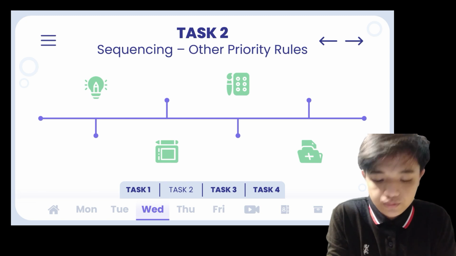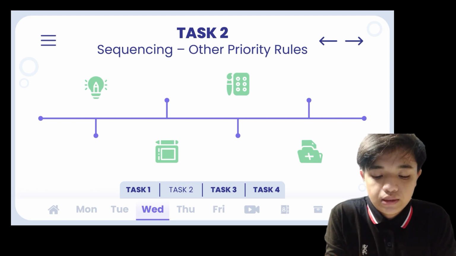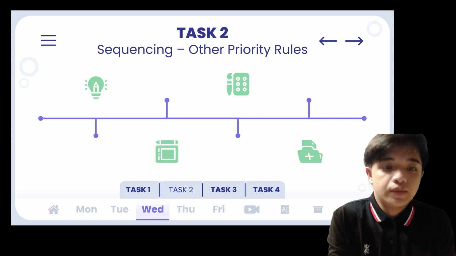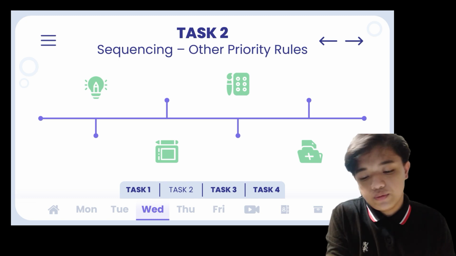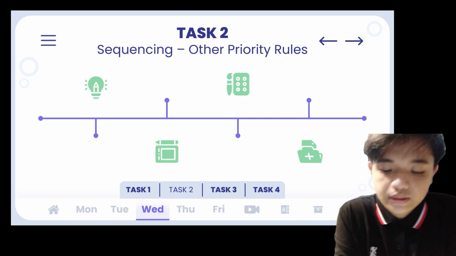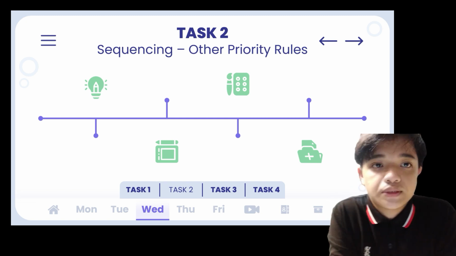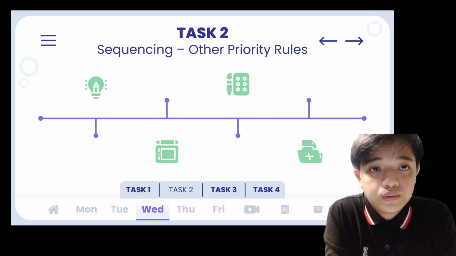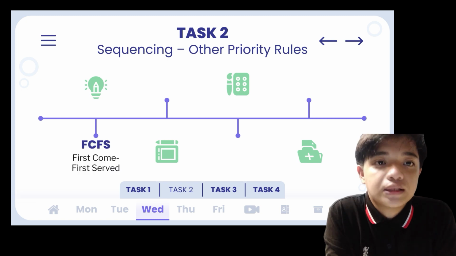So in class 2, I'm going to explain to you about the sequencing other priority rules. So we have four. Number one is the FCFS, also known as first come first serve. Maintindihan naman natin dito na inuuna kung sino yung unang pumunta kaysa sa iba.